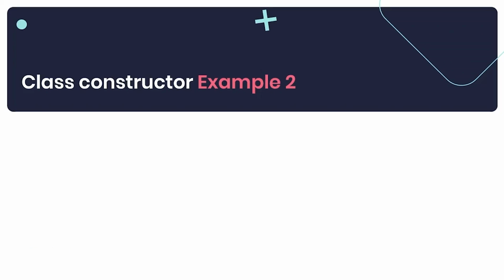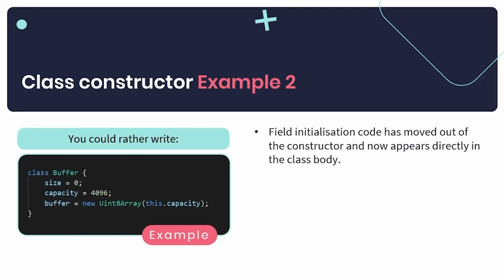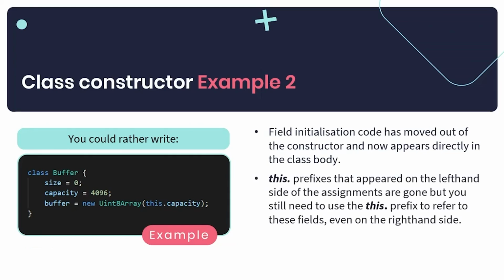With the new instance field syntax of the new JavaScript that is likely to be standardized, you could rather write this. The field initialization code has moved out of the constructor and now appears directly in the class body. That code is still run as a part of the constructor, of course. If you do not define a constructor, the fields are initialized as a part of the implicitly created constructor. The this dot prefix that appeared on the left-hand side of the assignment is gone. But note, you still need to use the this dot prefix, even on the right-hand side of the initializer's assignments.